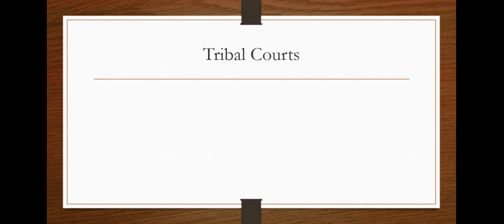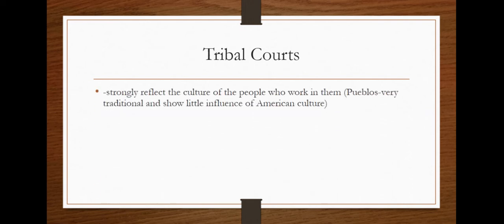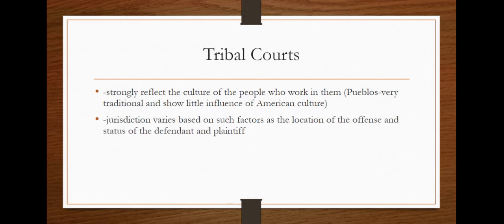Now, tribal courts strongly reflect the culture of the people who work in them. All right. Pueblos are very, very traditional, and they show very, very little influence of American culture. Some other tribes, you're going to see more of an influence of the American legal system. Jurisdiction varies based on such factors as the location of the offense and the status of the defendant and the plaintiff. Okay. Here is where we begin to see a shift in power.